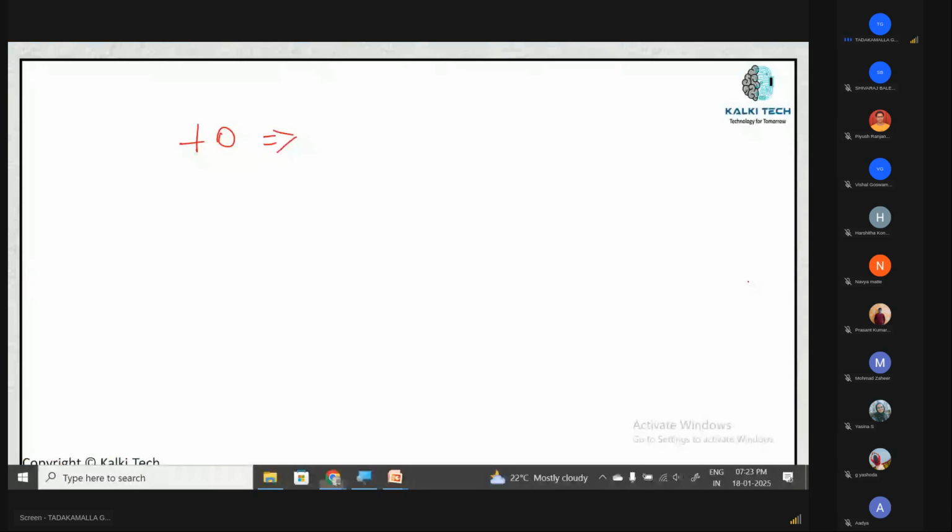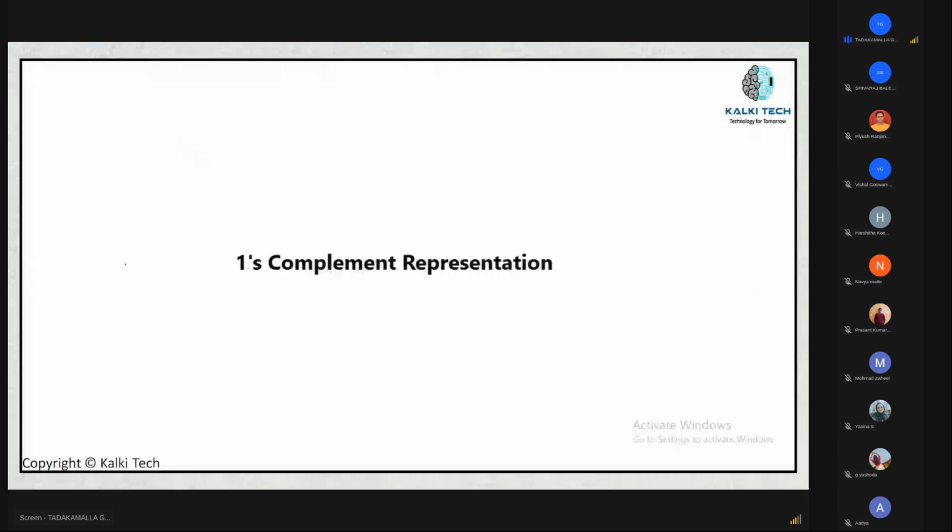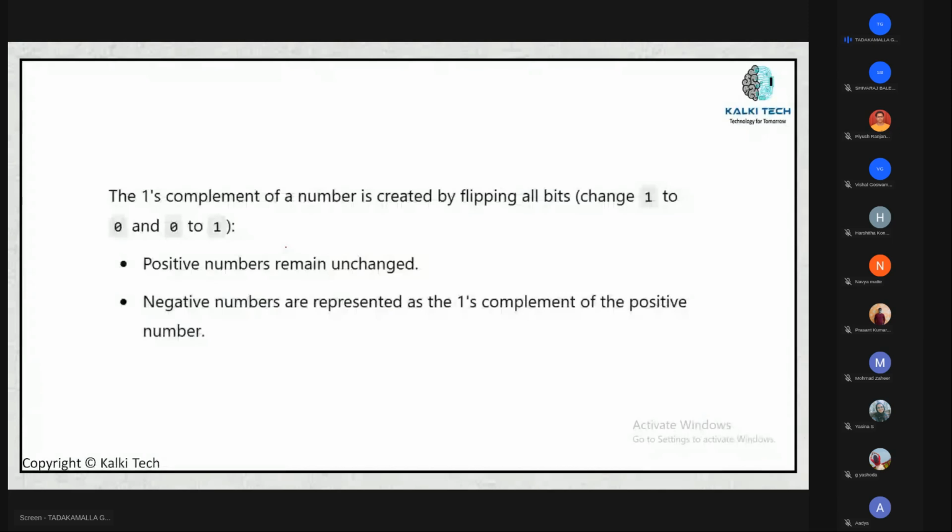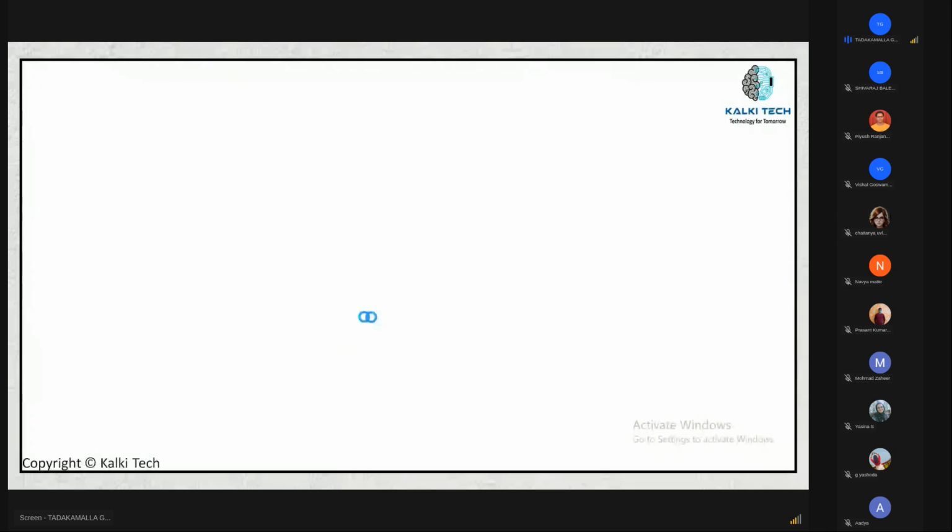So now let's see about ones complement representation. If we want to use ones complement representation, how are we going to use it? Positive numbers remain unchanged. We are not going to perform any complement on positive numbers, whereas negative numbers are represented as ones complement of the positive number.